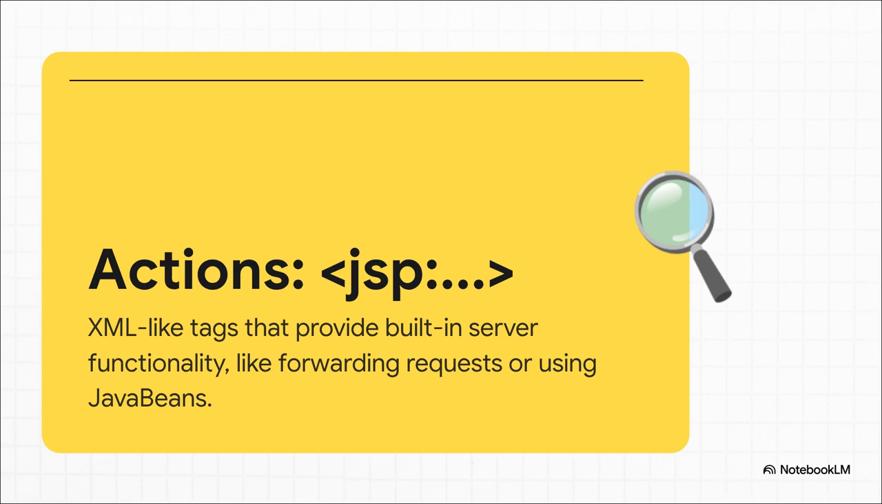And finally, we have actions. Think of these as handy, pre-built shortcuts. They look kind of like XML tags, and they let you do common tasks without having to write a bunch of custom Java code every single time. So if you needed to do something like forward a request or grab data from a reusable component called a Java bean, you'd just use one of these action tags. Super helpful for keeping the code clean.